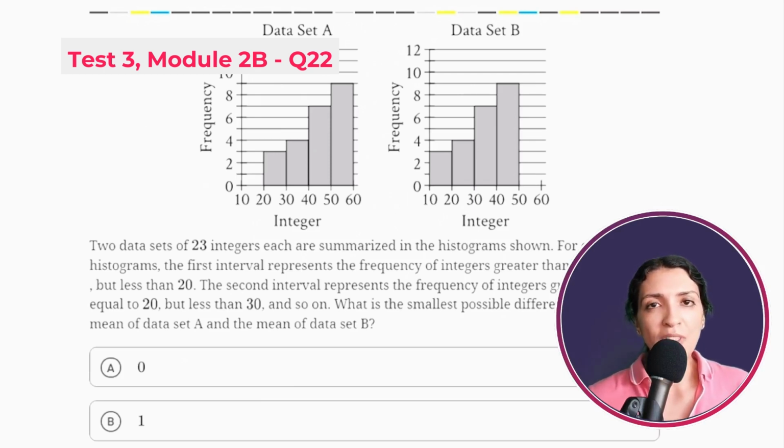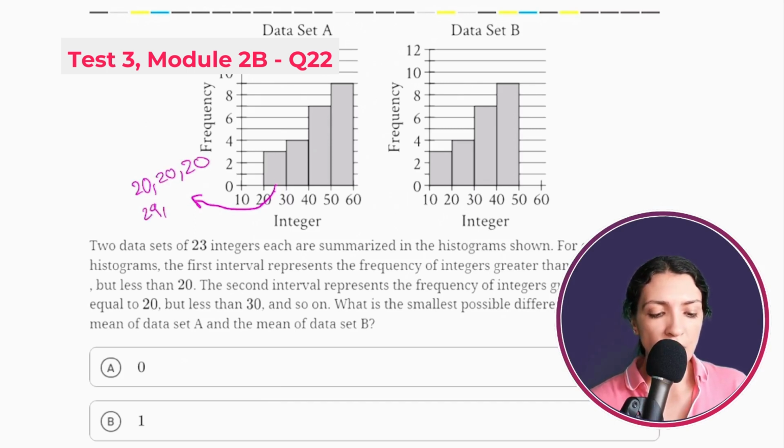We're also told that each of these data points is an integer, and that for the first bar, for example, when it's between 20 and 30, our minimum value could be 20, and the maximum data point could be 29. That means the first bar could either have points on one extreme, 20, 20, and 20, and on the other extreme, could be holding 29, 29, and 29.